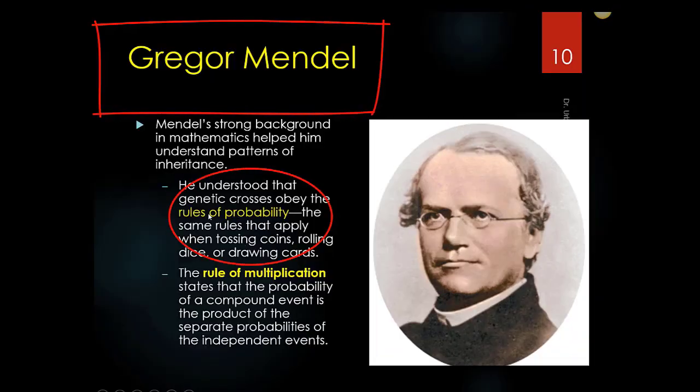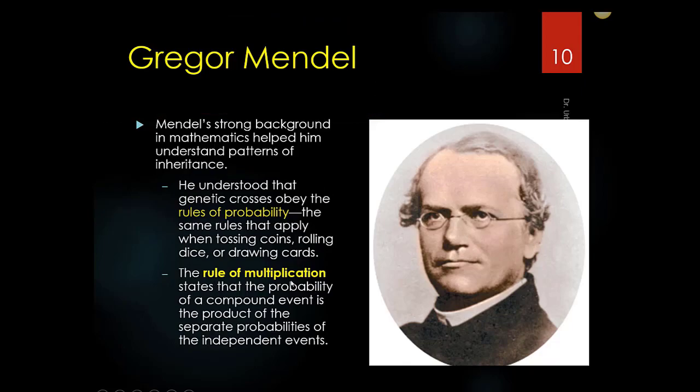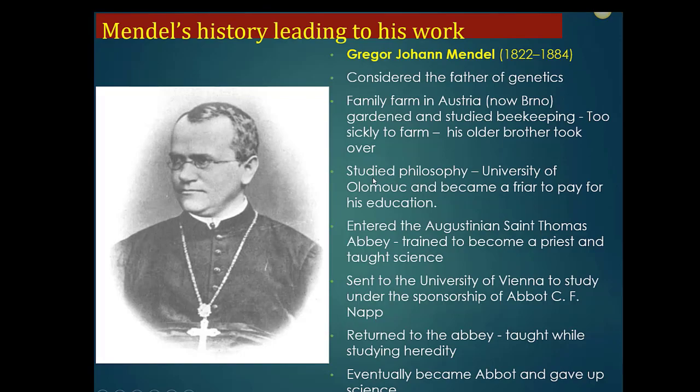He understood that genetic crosses are governed by the rules of probability and the rule of multiplication, which states that the probability of a compound event is the product of the separate probabilities of independent events. He had a strong mathematical background to be able to understand these patterns of inheritance and make sense of his 28,000 crosses. His family farm in Austria did gardening and some beekeeping.